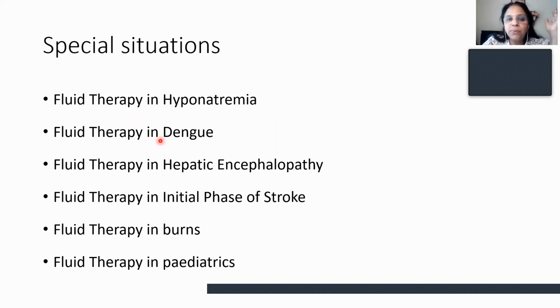Fluid therapy in dengue, right? Because now in medical wards, you need to know if the patient is having dengue. So these are the special situations, right? Fluid therapy in hepatic encephalopathy cannot be the same as in renal, right? So fluid therapy in hepatic encephalopathy should be a different one. Fluid therapy in the initial phase of stroke could be different. Fluid therapy in burns is different. Fluid therapy in pediatrics is different, right? I'm not going to go one by one, but if you know the basics, you should be able to select the appropriate fluid for each situation, right?